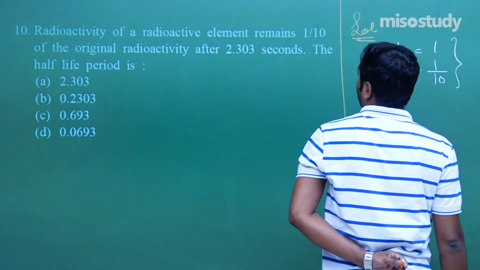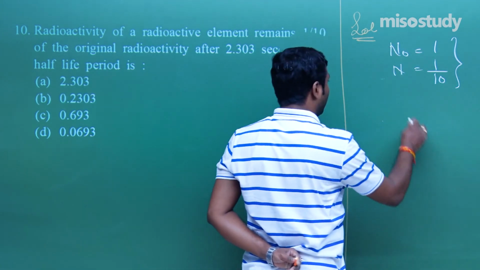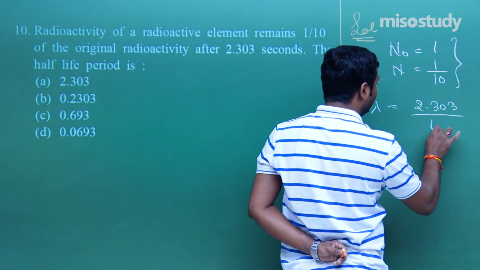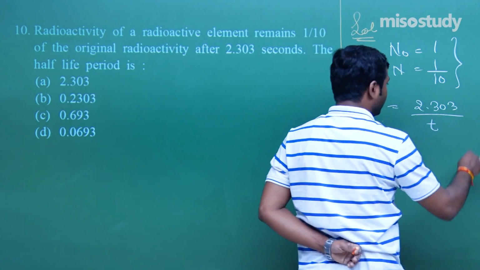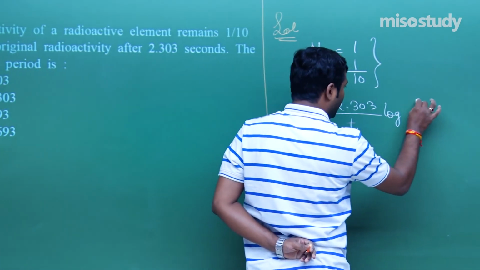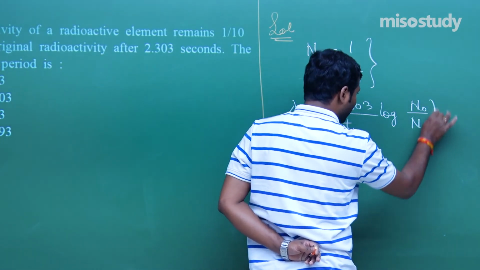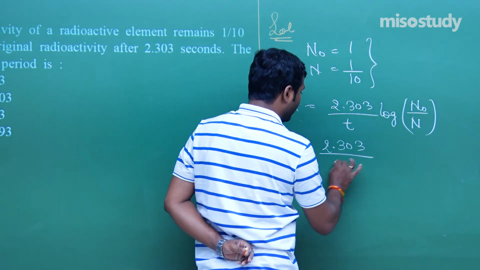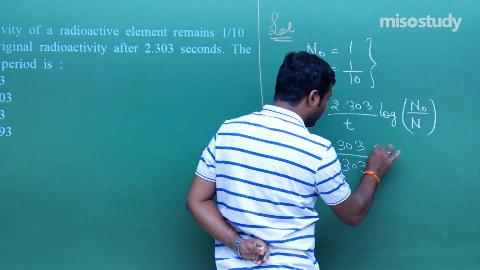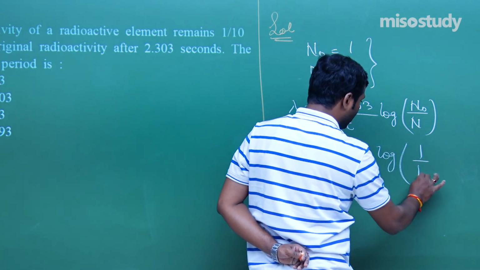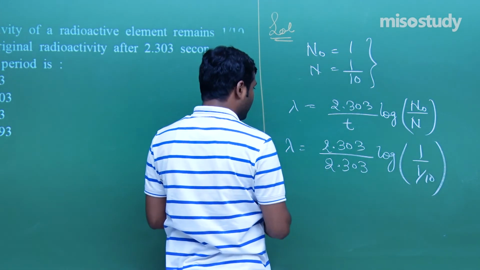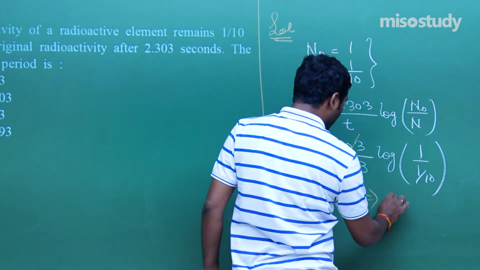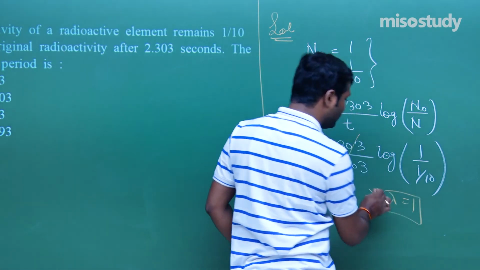Now, as we know, lambda is equal to 2.303 upon T log N naught upon N. T is 2.303 seconds. So lambda will be equal to 2.303 upon 2.303 log of N naught, 1, upon 1/10. The 2.303 cancels, so lambda is equal to log 10. The value of lambda is equal to 1.